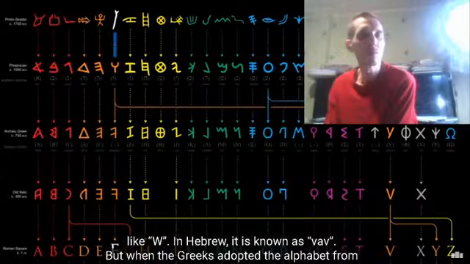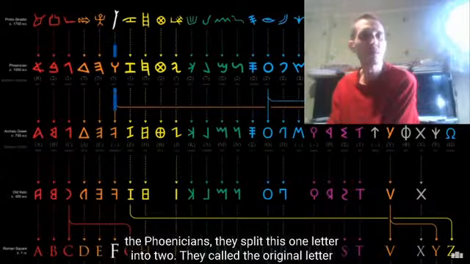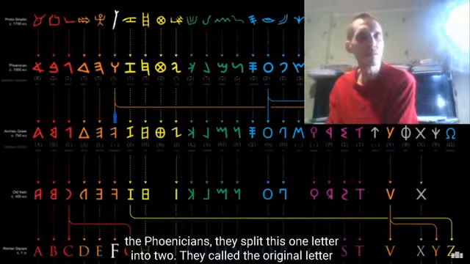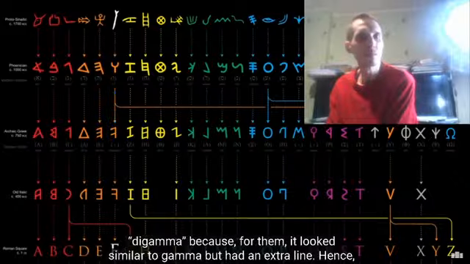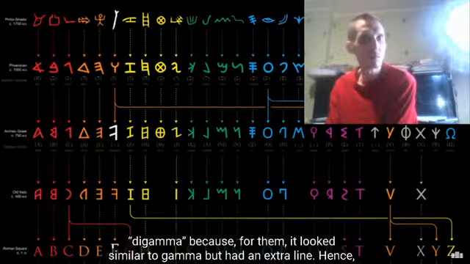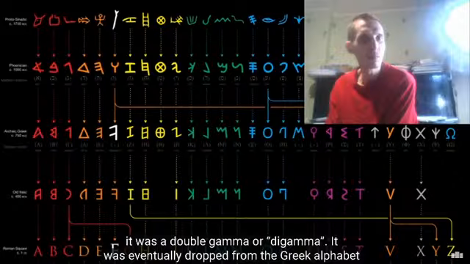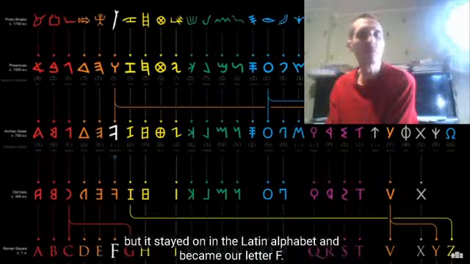But when the Greeks adopted the alphabet from the Phoenicians, they split this one letter into 2. They called the original letter digamma because for them it looked similar to gamma, but had an extra line. Hence, it was a double gamma, or digamma.